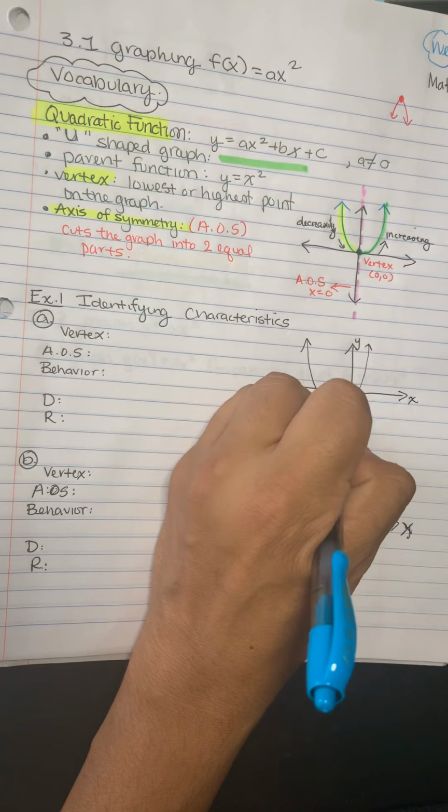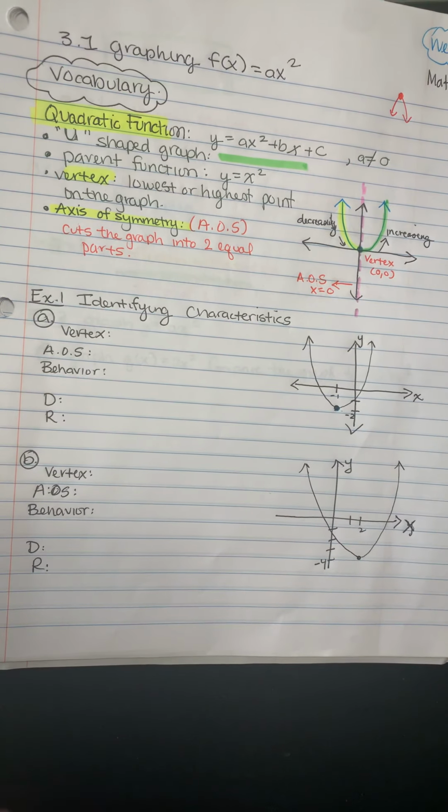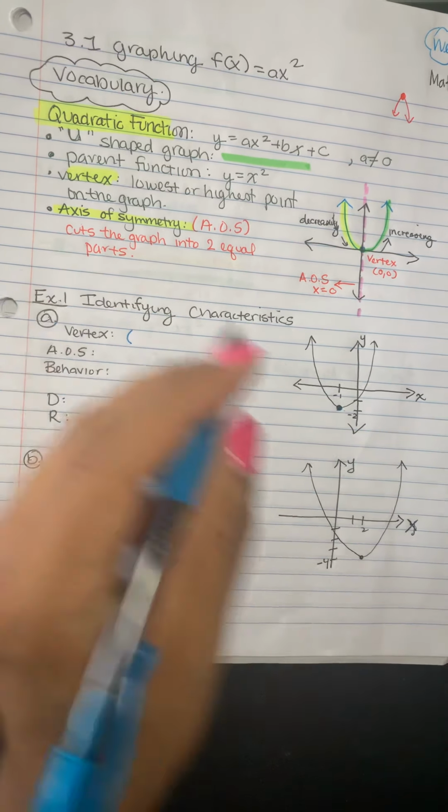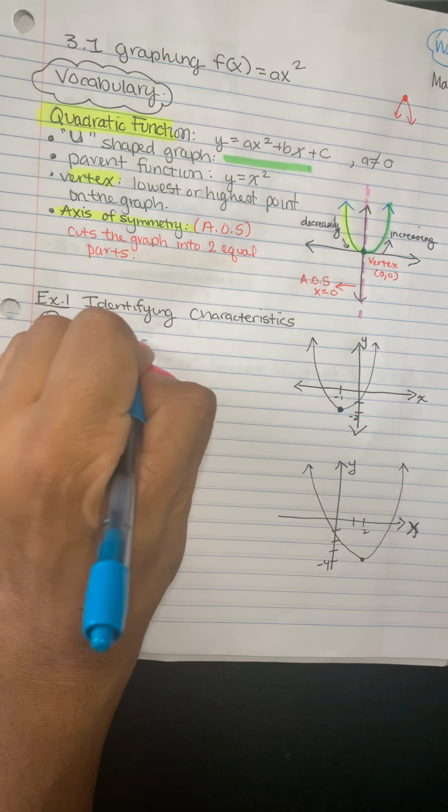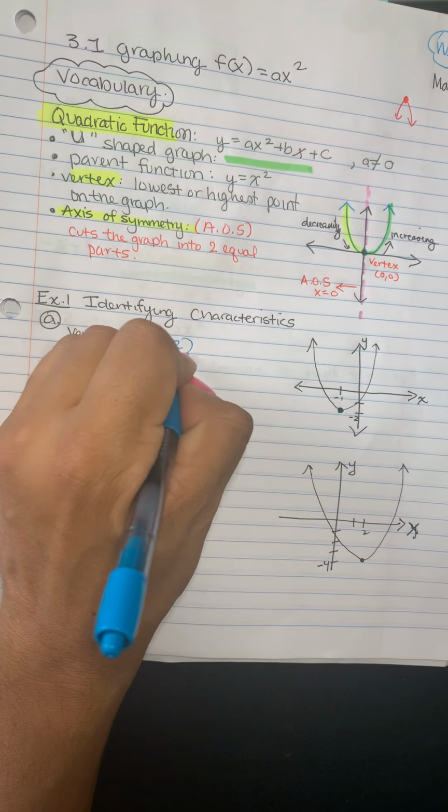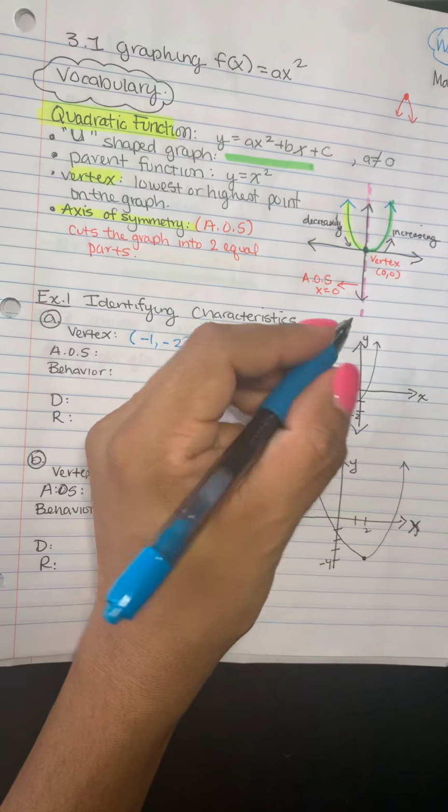Well, the vertex is this point right here. It's the lowest point on the graph. And so we know it's going to be -1, comma, -2. So that's your vertex right here.